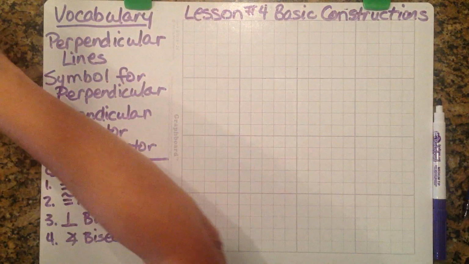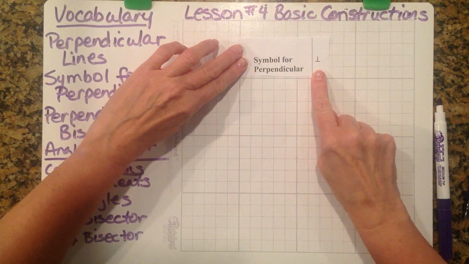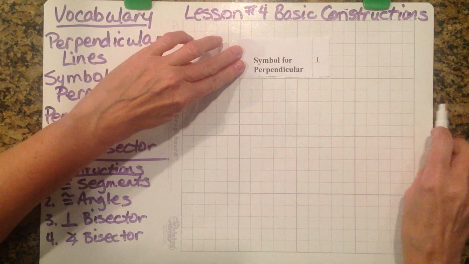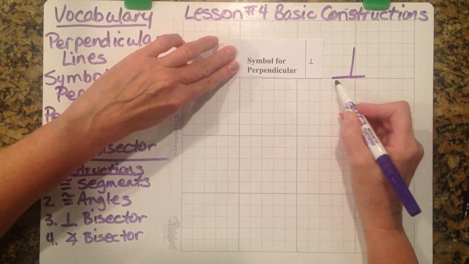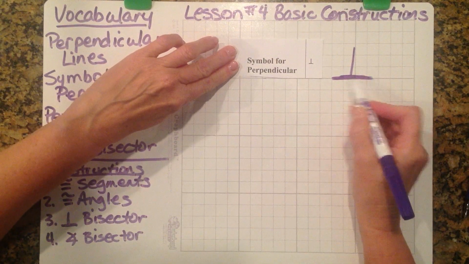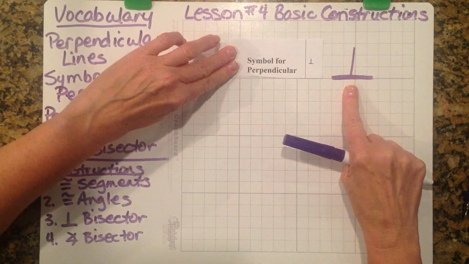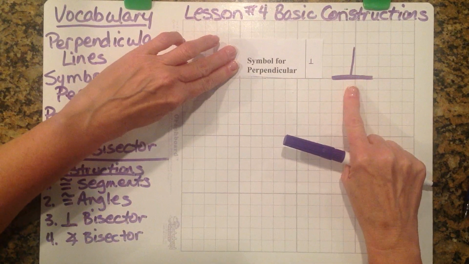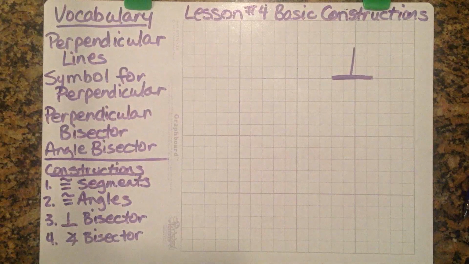All right, the symbol for perpendicular is just this little upside down T. And let me write that a little bigger. Looks like a capital T that's upside down. So instead of writing out the big word perpendicular, you can just put this symbol right here, and I will know that you mean the word perpendicular.